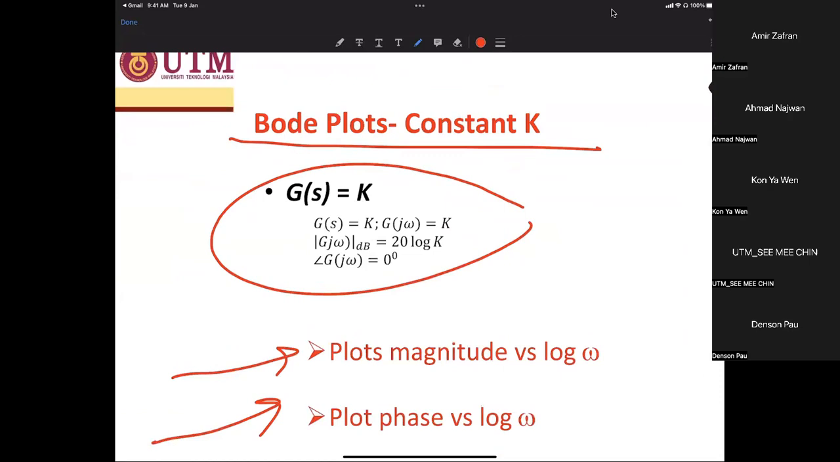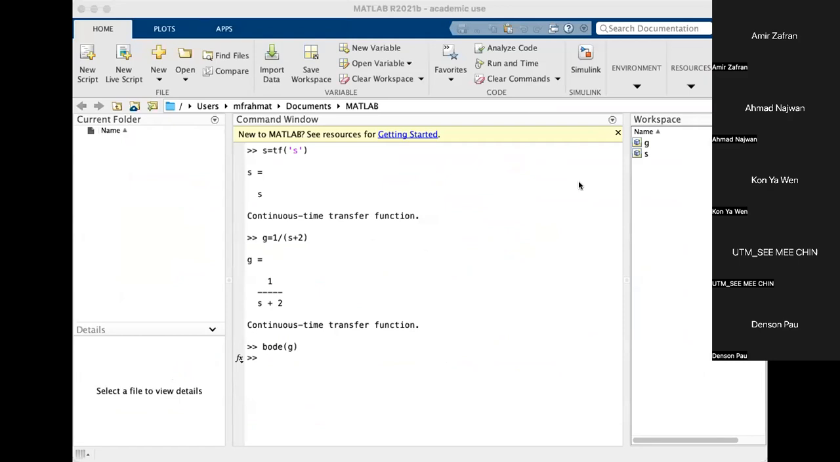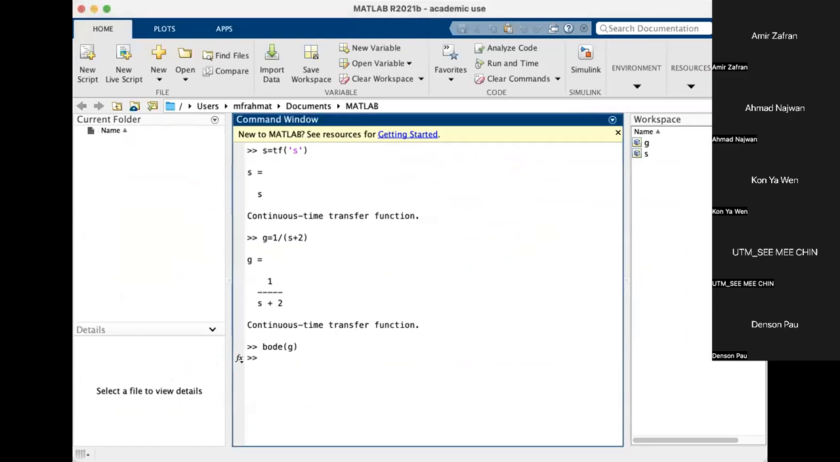So that is a constant. Okay, constant, you know. So we go to the MATLAB, choose one value of constant. Yes, Doctor. Choose one value of constant. K equal to what? What number you like? 7. Oh, you like number 7. K is equal to 7.